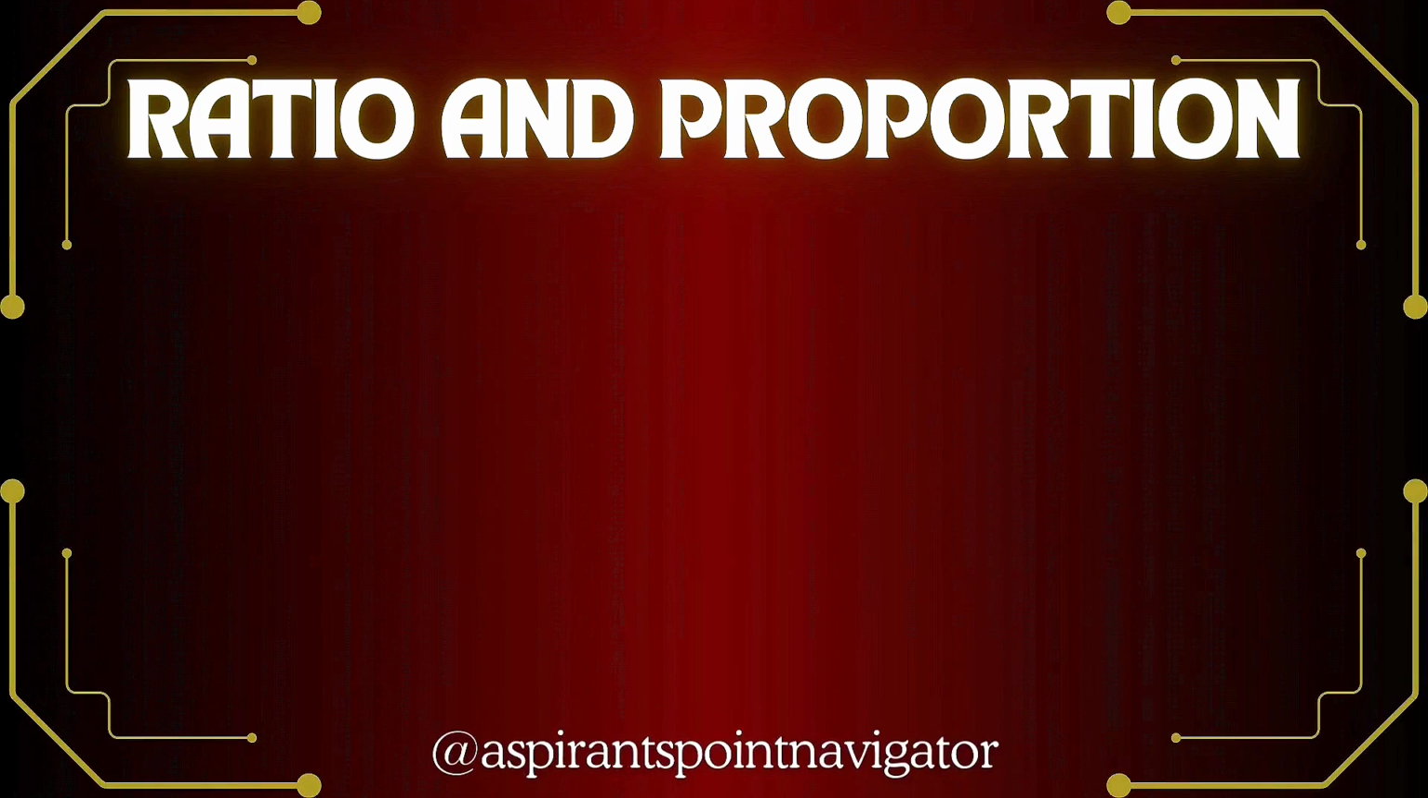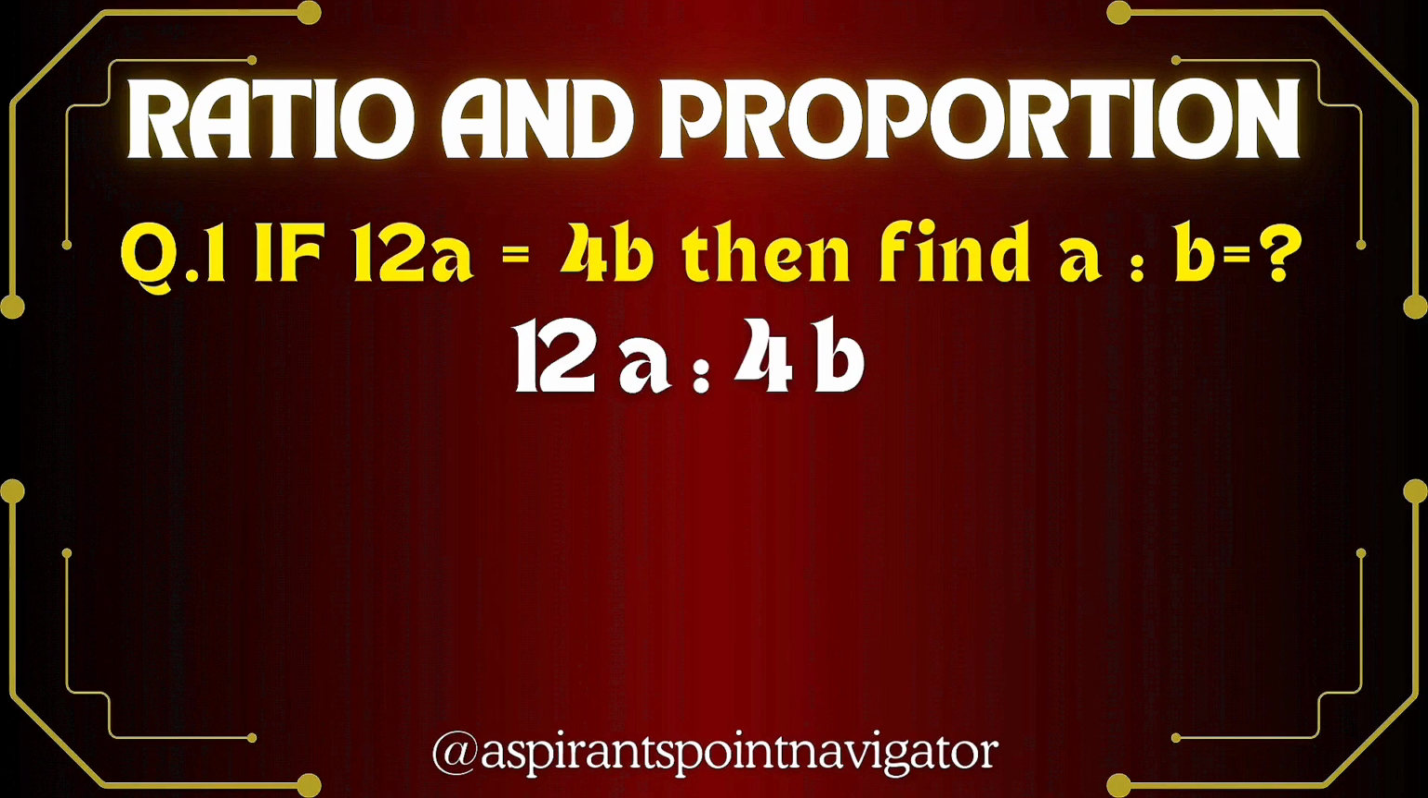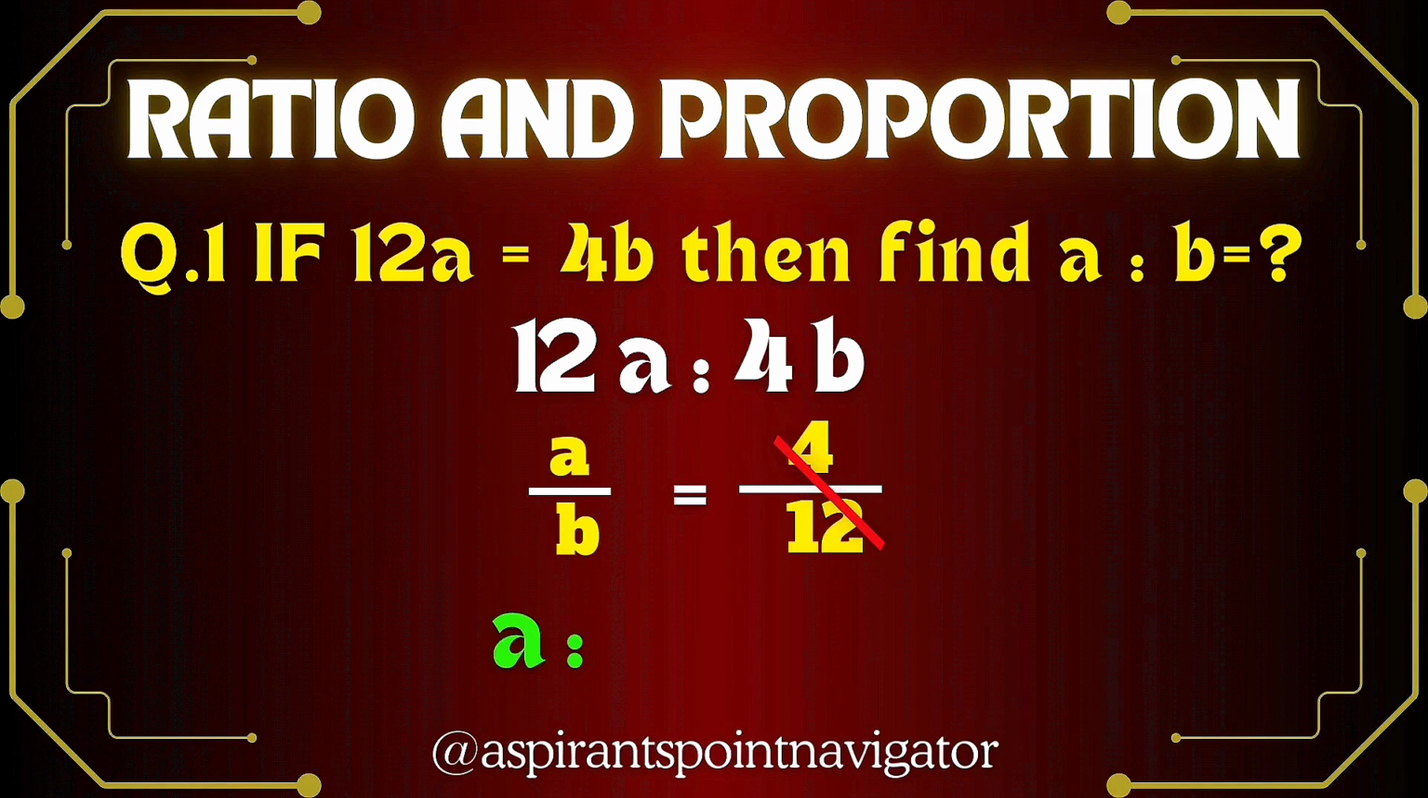Alright, now let's tackle a little problem. If 12a is equal to 4b, what is the ratio of a:b? We start with 12a and 4b. We can write it as 12a:4b. Now, let's simplify this ratio by dividing both sides by 4. So, the ratio a:b equals 1:3.